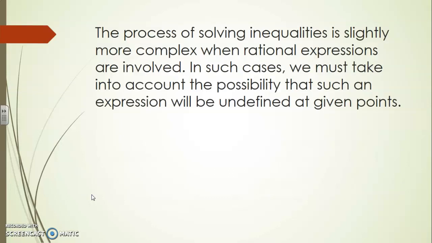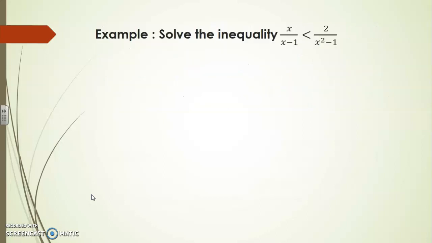The process of solving inequalities is obviously going to be more complex when rational expressions are involved as well. In such cases, we must take into account the possibility that these expressions will be undefined at certain points. So as a guiding example, we're going to try to solve the inequality x over x - 1 is strictly less than 2 over x² - 1.